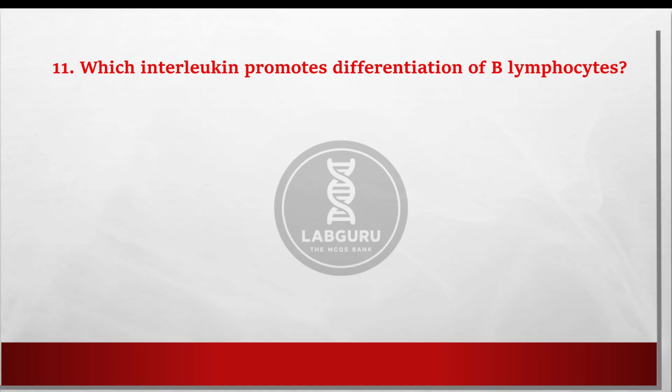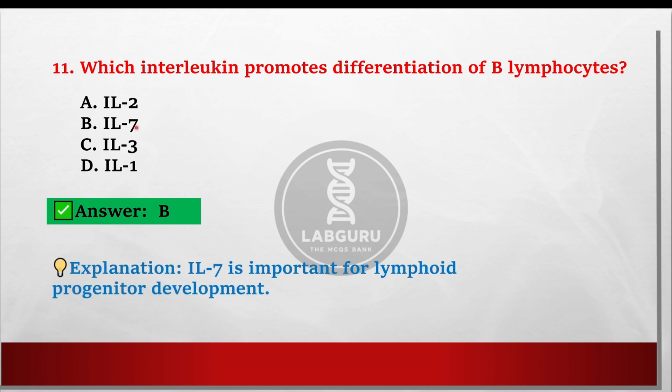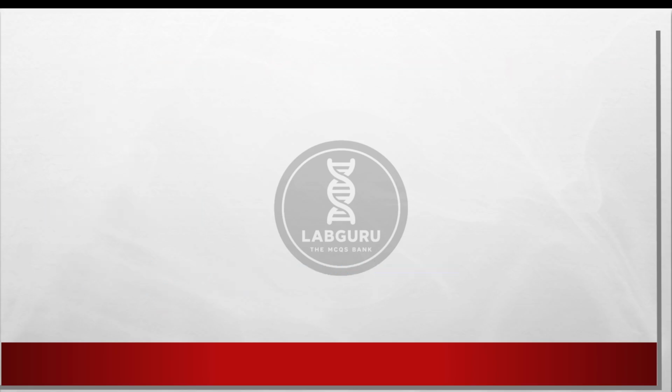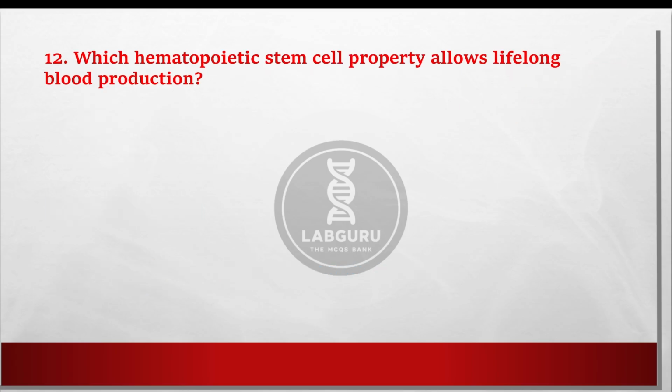Question number 11. Which interleukin promotes differentiation of B lymphocytes? Our options are interleukin 2, interleukin 7, interleukin 3, and interleukin 1. So here the right answer is option B, that is interleukin 7. It promotes the differentiation of B lymphocytes. Interleukin 7 is important for lymphoid progenitor development, and lymphoid progenitors means B lymphocytes and T lymphocytes, these are the lymphoid progenitors.